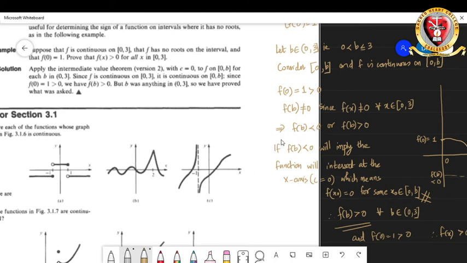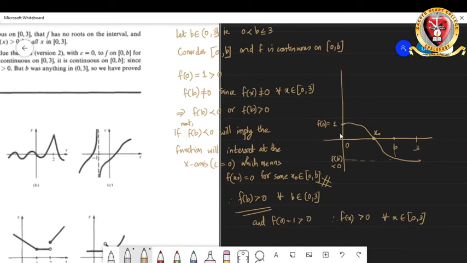So suppose, if not, suppose f(b) is strictly less than 0. If we assume like that, we have to show that there will be a contradiction. Then we can conclude that f(b) will always be strictly greater than 0. So if f(b) is strictly less than 0, that will imply the function will intersect the x-axis. See, as an example, you know that f(0) is equal to 1 from the hypothesis, and we have assumed that b is a value in between 0 and 3, and f(b) is strictly less than 0. We know that the function is continuous, so definitely this function will have to meet the x-axis at some point.